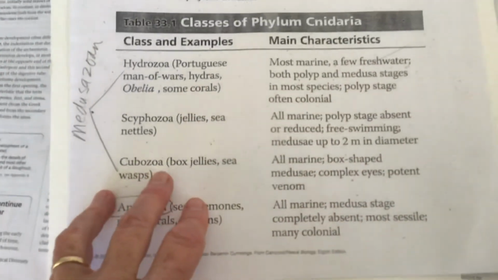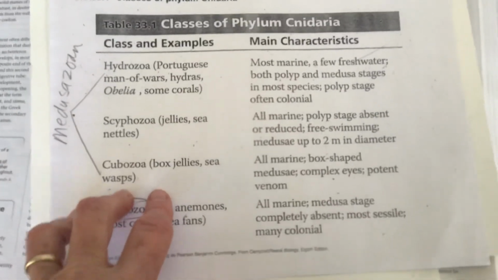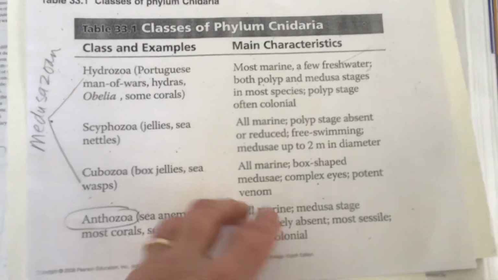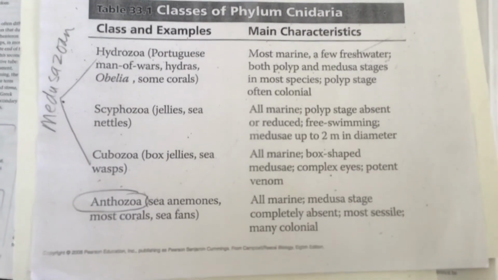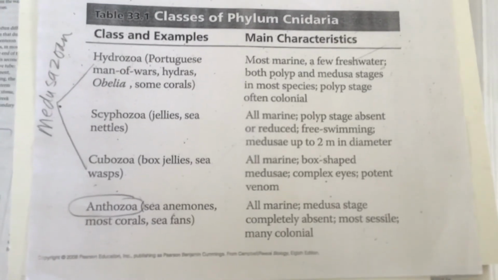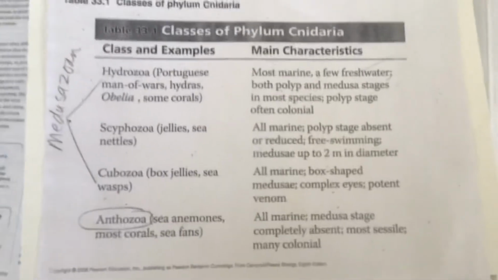And the cubozoa, these are the ones that you probably heard on the news. These are box jellies or sea wasps. These guys are very, very toxic. They can actually even kill a person. So they weirdly have complex eyes or sensory organs to help them navigate their environment.